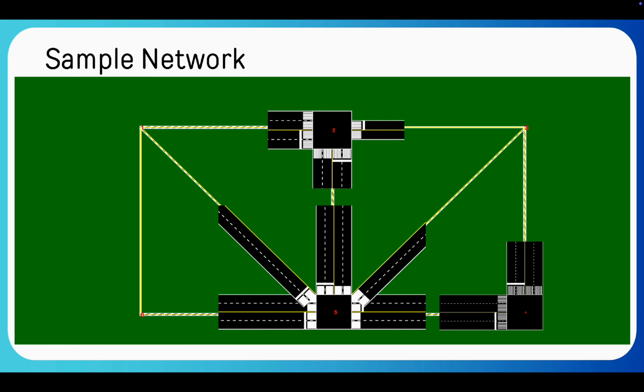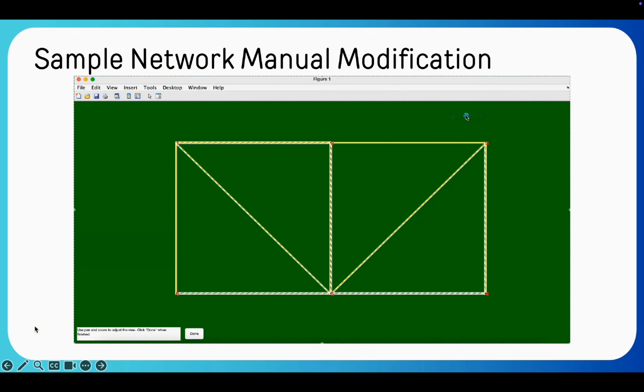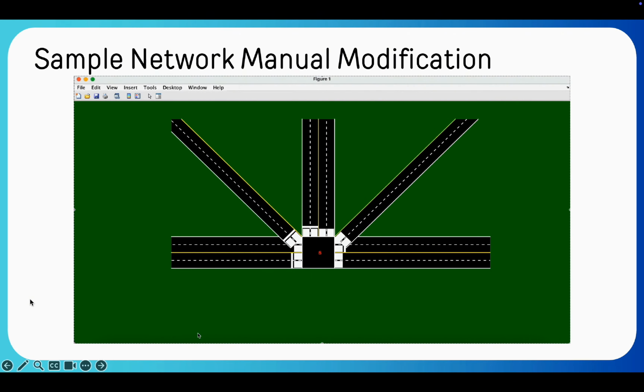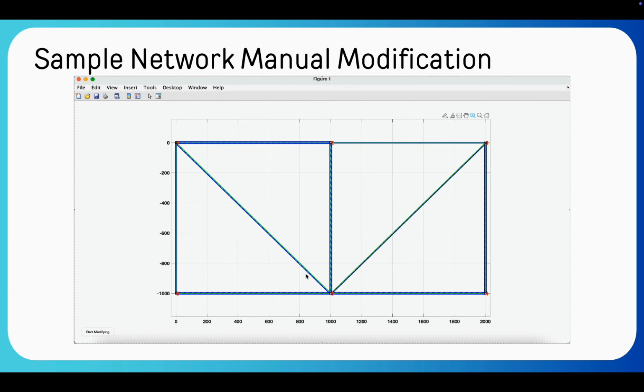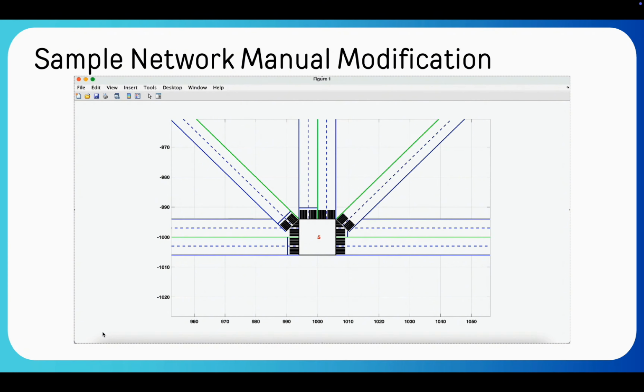to avoid conflicts. Let's look at a demo of this process. As shown here, the platform allows users to zoom in on any section of the network to check if it's satisfactory. If changes are needed, users can modify intersections by drawing polygons, correcting link paths as needed.